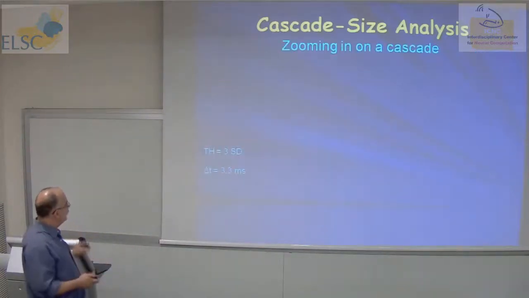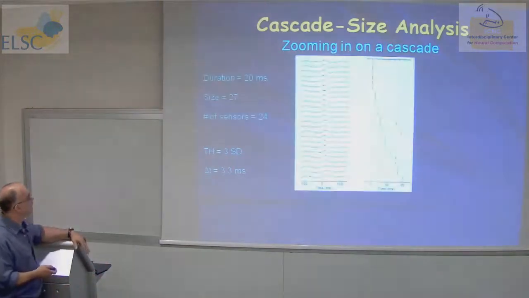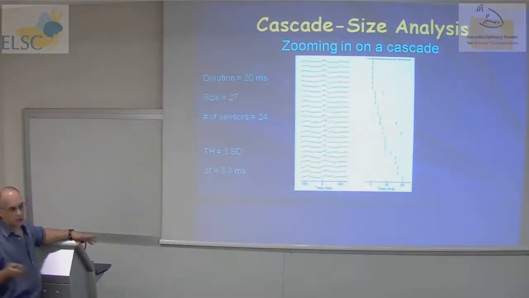Okay, so let me show you one cascade. I just chose one of the cascades from the data that had a duration of 20 milliseconds. And so it means that the delta t was 3.3. So before this and after this, there was at least 3.3 milliseconds of quiescence in the array. In this avalanche or cascade there were 24 sensors. These are the waveforms, and these are the events. If I zoom in on the 20 milliseconds, 3 of them fired twice, so you get overall 27 events. That's the size of the avalanche.